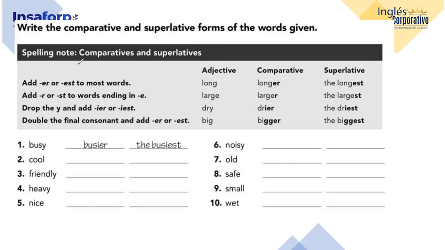What about number two? What is the comparative adjective with cool? Cooler. That's right, cooler. And what is the superlative? The coolest. Cool, coolest. Good. What about friendly? More friendly. I'm sorry, we have friendlier. Friendlier, yes, that is correct. Friendlier and? The friendliest. Yes, very good.